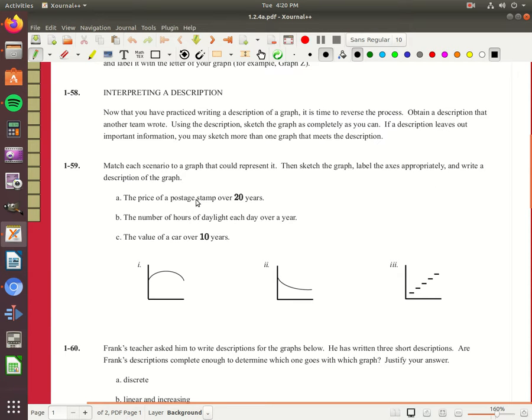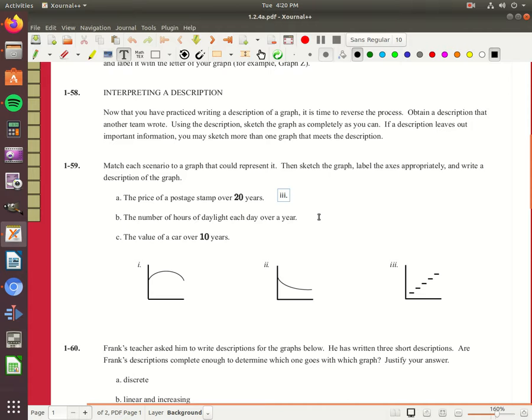So the price of a postage stamp over 20 years. Well, did it go up and come back down? I would say no. Did it get cheaper? Probably not. It stays at a price, then it jumps to the next price, then it jumps to the next price. So I would say that there's a decent chance that this would match with this graph right here.